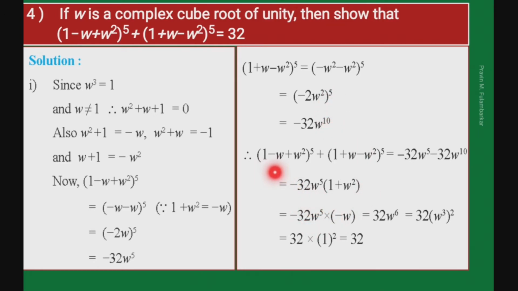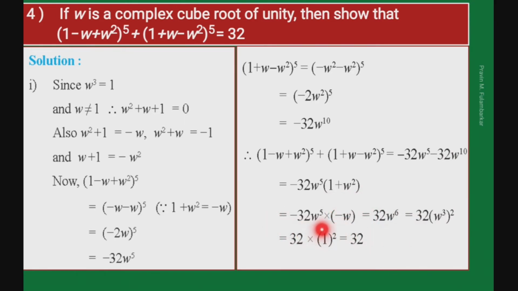Now we substitute the value of this (1 − ω + ω²)^5 as −32ω^5, and this (1 + ω − ω²)^5, which we calculate as −32ω^10. So here we can take −32ω^5 common. So in the bracket here is 1, and here we get ω². So 1 + ω² we replace again by −ω.